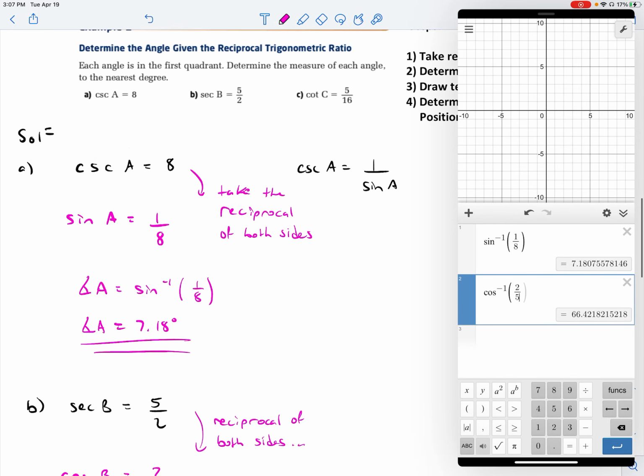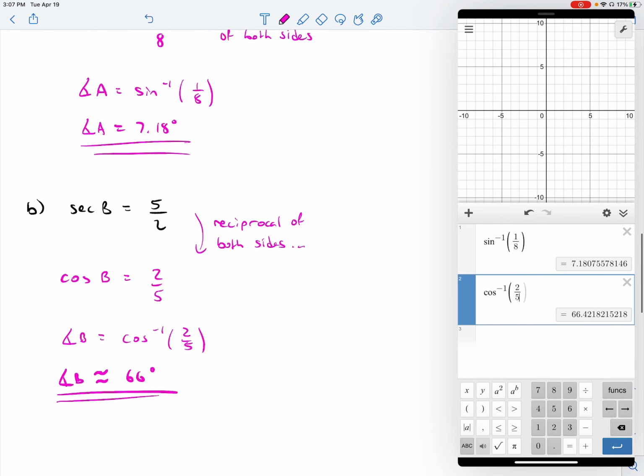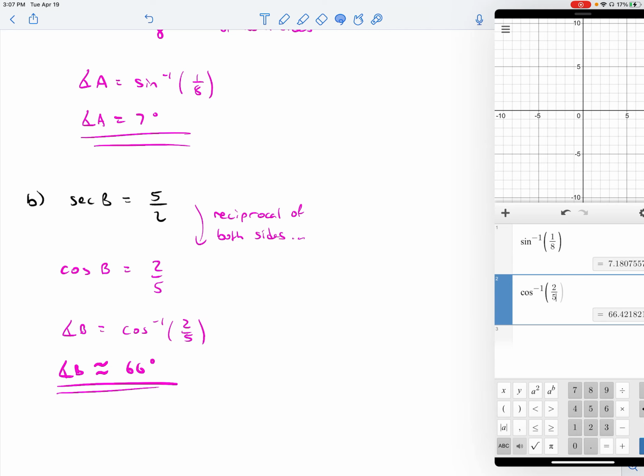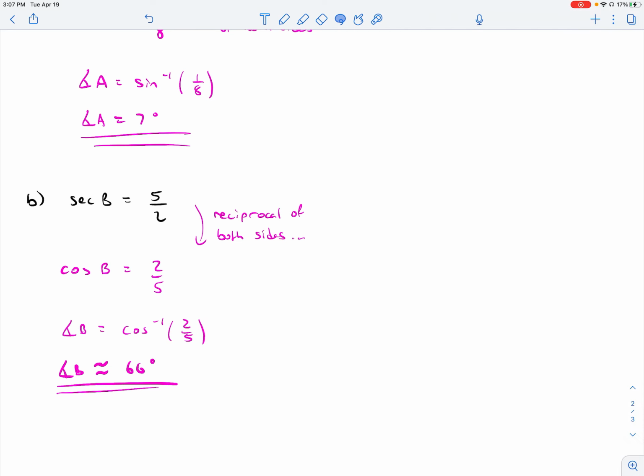They want the nearest degree, so the first one could have been rounded to just 7. I'm going to erase that 0.18 there. 7 degrees. And 66 is still in the first quadrant, so we know that worked out okay.